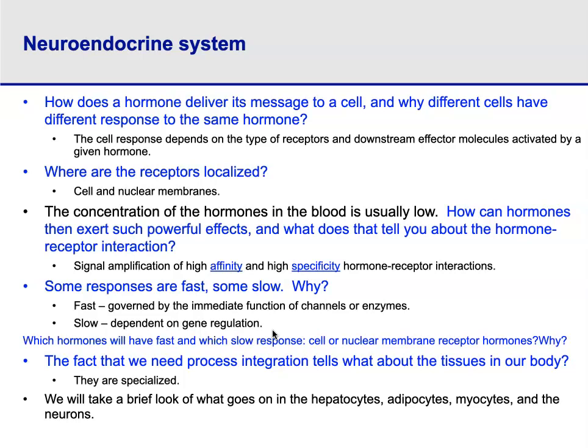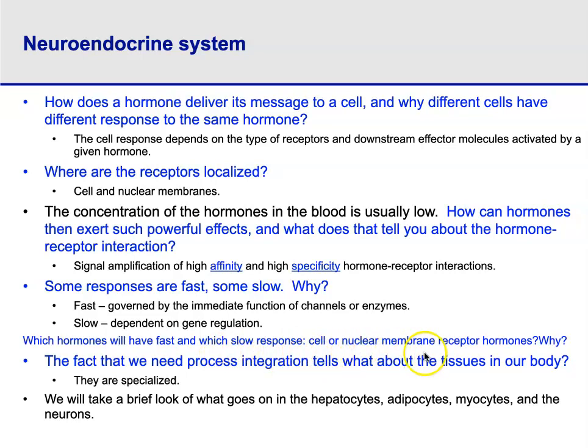So that's why we have fast, which is usually for channels. We turn on the channel, the concentration gradient changes. We open the channel, or we turn on an enzyme, and the enzyme starts doing its function. There's no time to wait. But if we need to express more enzymes, then that will take a little longer, not just an instant response. So which hormones will have a fast and which a slow response?